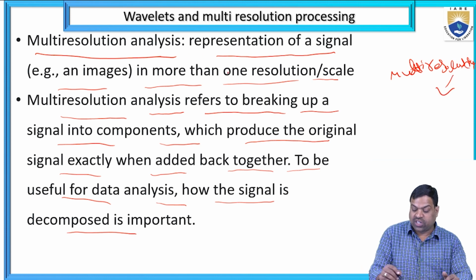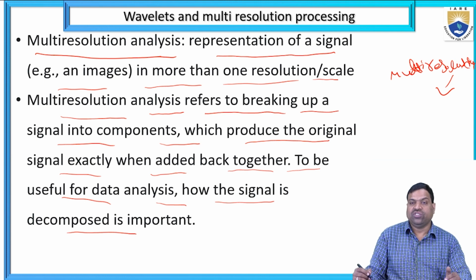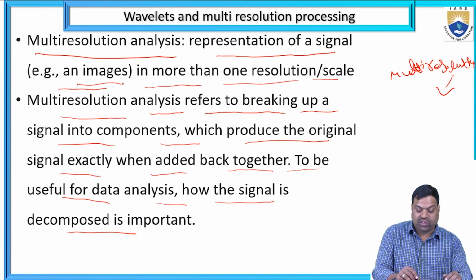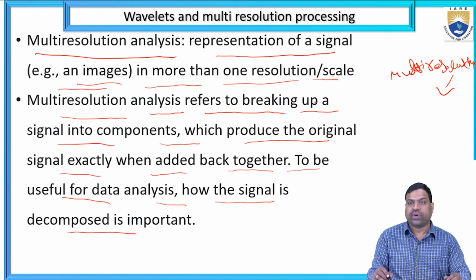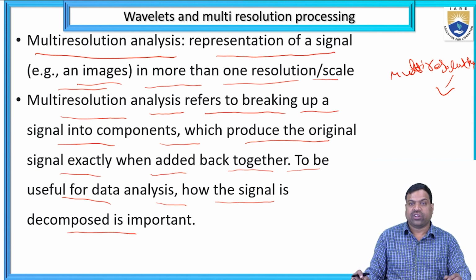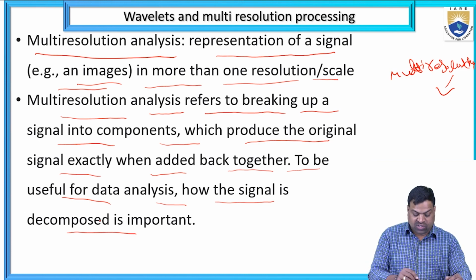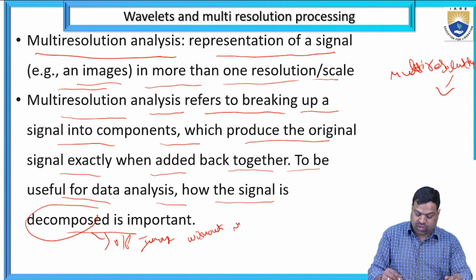In multi-resolution analysis, we determine how much percentage of noise is there. So we get the thresholding levels, that is a representation of a signal, of an image, in more than one resolution per scale. Multi-resolution analysis refers to breaking up a signal into components which produce the original signal exactly when added back together. How the signal is decomposed is important. Decomposed means I am getting back the output image without noise.